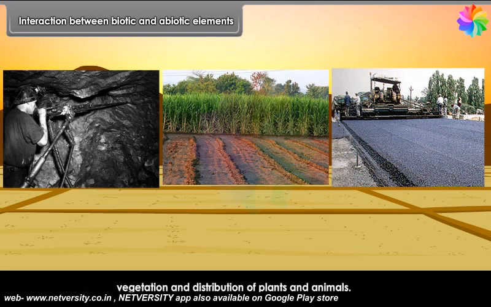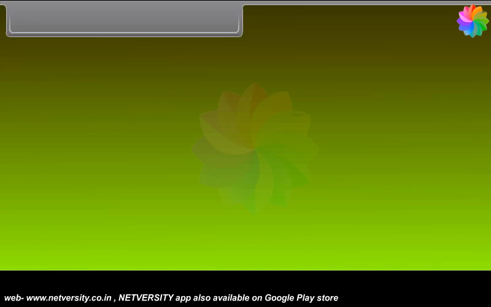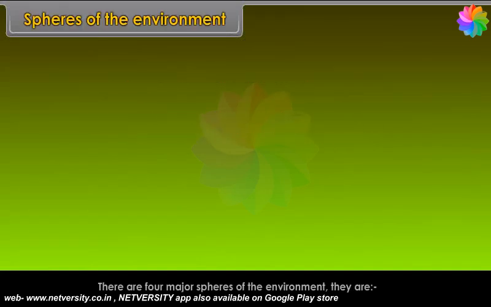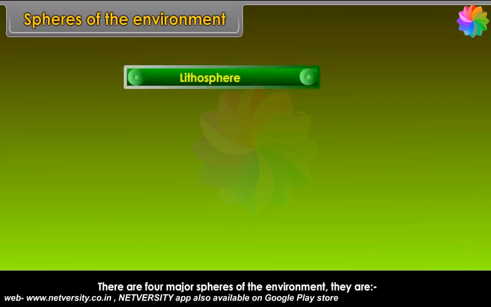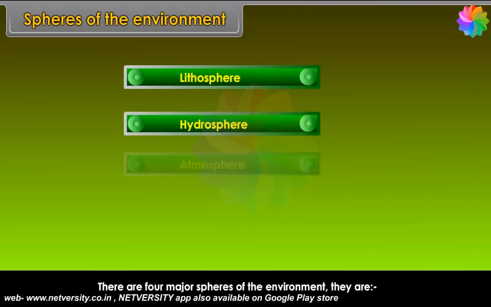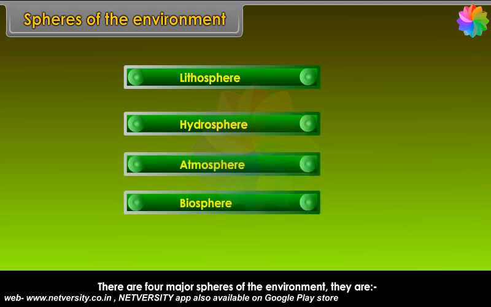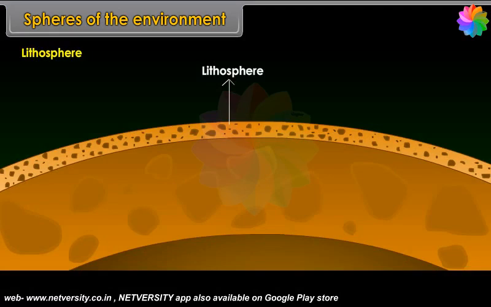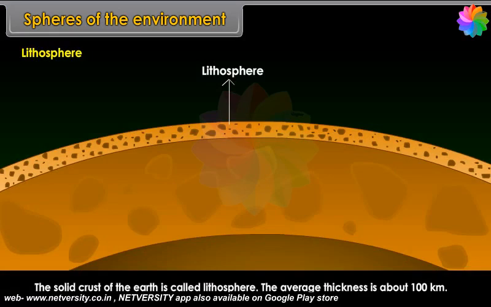Spheres of the environment. There are four major spheres of the environment. They are lithosphere, hydrosphere, atmosphere, biosphere. Lithosphere. The solid crust of the earth is called lithosphere. The average thickness is about 100 kilometers.